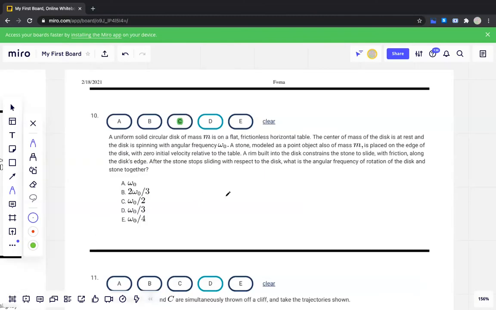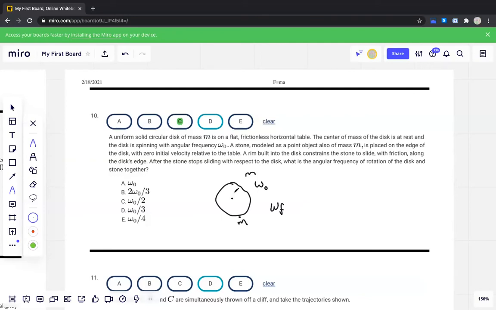Here we have a circular disc with mass m, so something like this, and it's on a flat frictionless horizontal table. The center of mass is right here, and it's rotating with angular velocity omega naught. So mass m and omega naught. And then a stone is put at the edge right here, and the disc starts slowing down due to friction between the stone and the disc, and after some time they start rotating with the same angular frequency. So we have another stone of mass m, and after some time both of them rotate with some final frequency omega f. So this is a conservation of angular momentum problem.